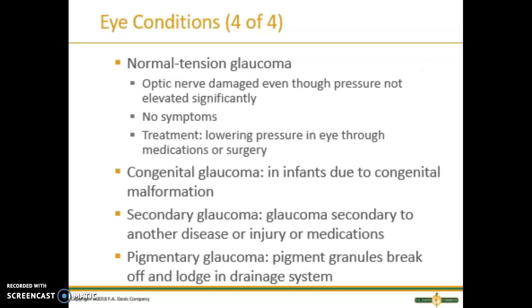And then here again, we talked about normal tension glaucoma. Other glaucoma types include congenital forms, and forms secondary to other diseases such as the injury or medications that we talked about. These types are treated through medications or surgery as needed to lower the intraocular pressure, as we said before. And secondary glaucoma caused by medications is usually temporary and subsides with discontinuation of that medication.